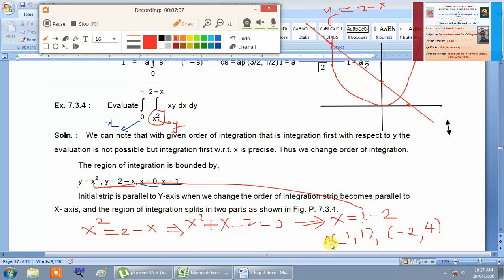You will find that point A will be here. Point A will be (1, 1), and this will be your point B. The point will be x equal to minus 2 and y equal to plus 4, and that is your point B. So we got 2 points of intersection.